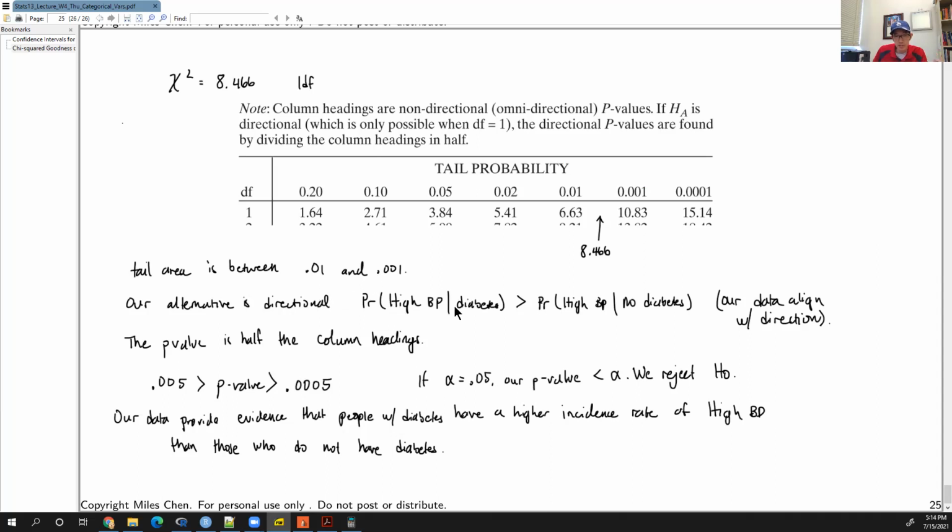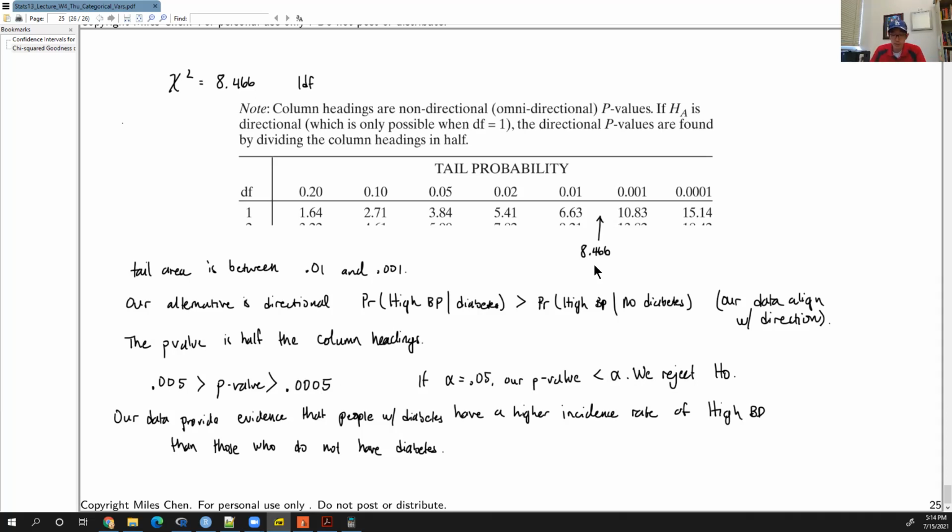Our alternative hypothesis is directional, okay? And our data do align with the direction. Our data do show that we have a greater proportion of people having high blood pressure if they're diabetic than if they don't have diabetes. And so we're going to take this, divide by 2 to get our p-value, and we get a p-value that's between 1/2 of 1% and basically 1/20th of 1%. So basically less than 1/2 of 1%, between 0.005 and 0.0005, so this really small value.